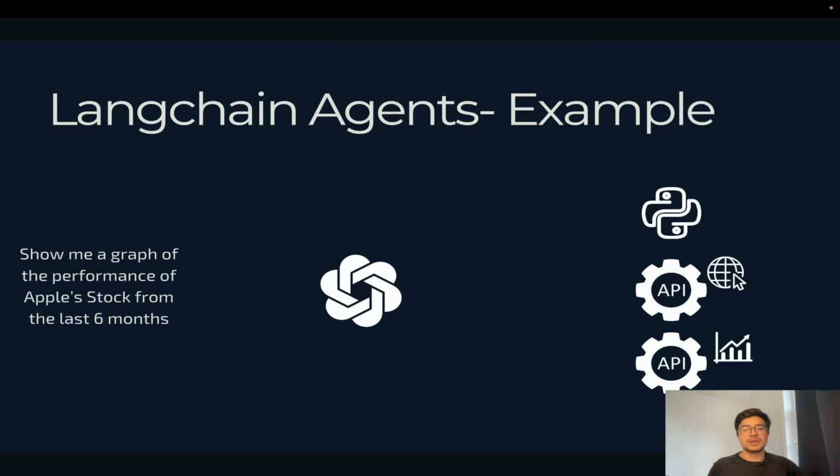Right. And now we have an example. If that wasn't very clear, we're going to go through an example of what makes an agent, right? So a person is going to come and say, show me a graph of the performance of Apple stock from the last 6 months. Okay, so we have a couple of things going on here. I want it to show me a graph, and I want it to be Apple stock from the last 6 months. So there's a bit of complexity there that a conversational chatbot will not be able to do, because first of all, it doesn't have access to tools, and second of all, it can't reason and choose the required tools.